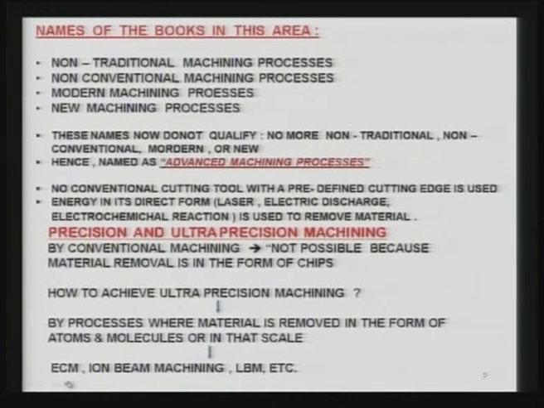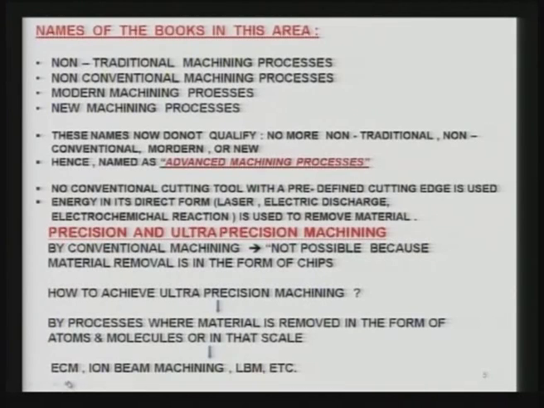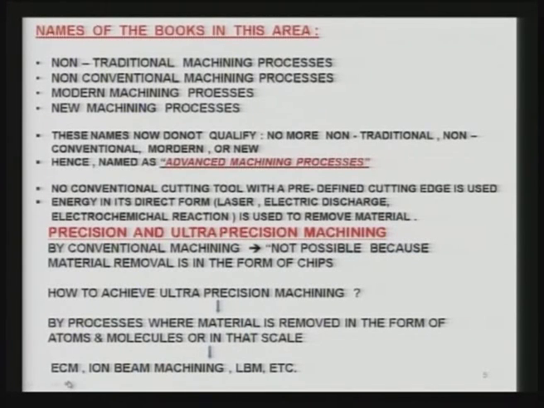So, you can see from the titles of the various books that this particular subject is named in different ways, like non-traditional machining processes, non-conventional machining processes, modern machining processes, new machining processes. However, the contents covered in all these books are more or less the same. These names now do not qualify, because most of these processes discussed in this subject are no more non-traditional, no more non-conventional, no more modern or new. Most of these processes are nowadays very commonly used in medium scale industries and large scale industries, and to some extent in small scale industries as well. And that is why these processes nowadays are known as advanced machining processes, which are different from traditional machining processes like turning, milling, grinding, shaping, etc.